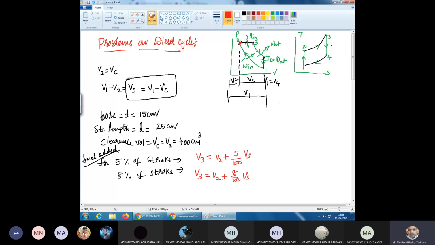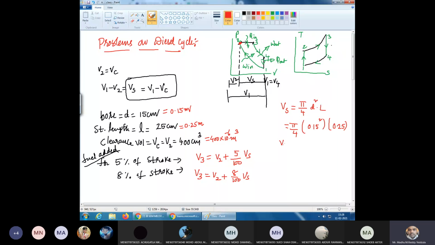Okay. Now, how to calculate swept volume or stroke volume? So this is the cylinder. The volume of the cylinder is area multiplied by the length, pi by 4 d square into L. Again, all the units should be in SI unit. So therefore, the diameter, if I convert, is 0.15 meter, and the length is 0.25 meter, and the clearance volume is equal to 400 into 10 power minus 6 meter cube. Pi by 4 d square, 0.15 whole square, multiplied by 0.25.